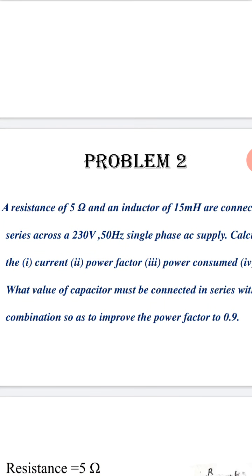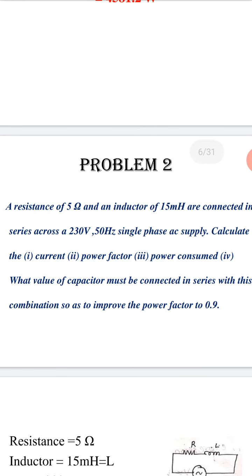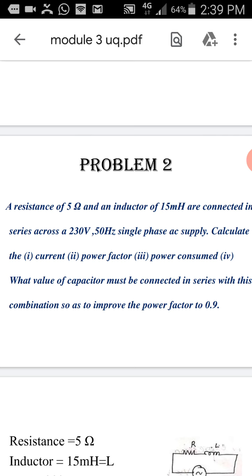Now problem number 2. That is an RL circuit. A resistance of 5 ohm and an inductor of 15 millihenry, mH means millihenry, are connected in series across a 230 volt 50 Hz single phase supply. You have to calculate the current, power factor, and power consumed. That's the first part. The second part is, what capacitor is to be added in series with this combination so as to improve the power factor to 0.9?